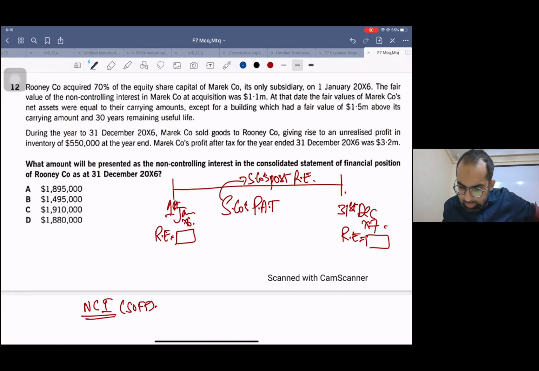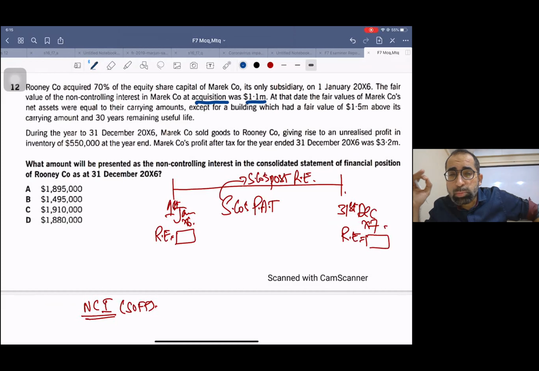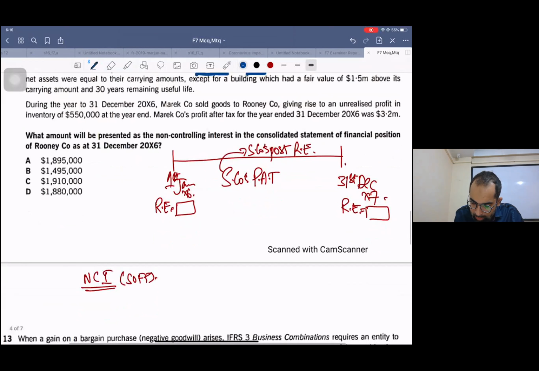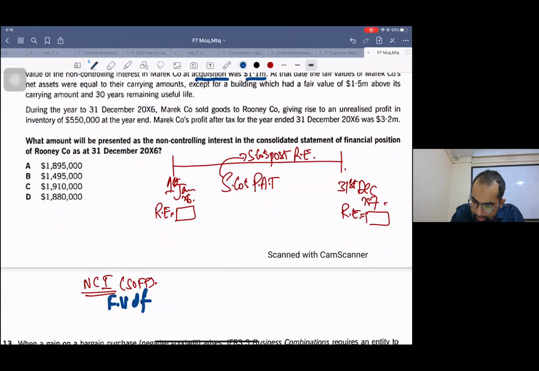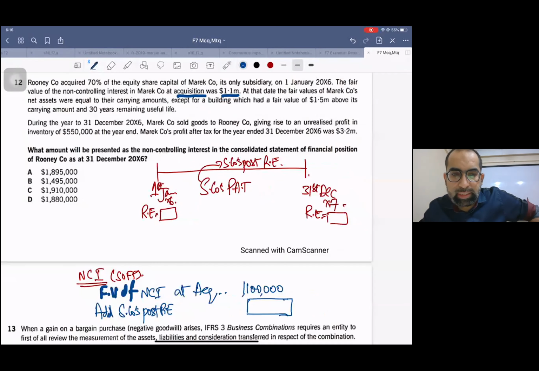So now what you do? You adjust S company's post profits in it. So wait, if I write it like this: fair value of NCI at acquisition, it's 1100. 1.1 million means 1,100,000. Now add S company's post retained earning. This we have to find. Don't worry, I will find it for you.